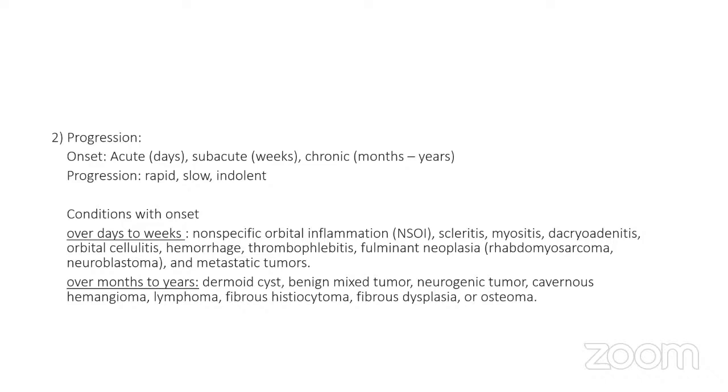Then conditions with onset over days to weeks could be because of non-specific orbital inflammation, scleritis, myositis, dacryoadenitis, or infectious conditions like orbital cellulitis. It could be because of hemorrhage, maybe because of trauma, thrombophlebitis, or fulminant neoplasia like rhabdomyosarcoma, neuroblastoma, and metastatic tumors, which have a rapid course. Then progression occurring over months to years includes dermoid cyst, benign mixed tumor, neurogenic tumor, cavernous hemangioma, lymphoma, fibrous histiocytoma, fibrous dysplasia, or osteoma.